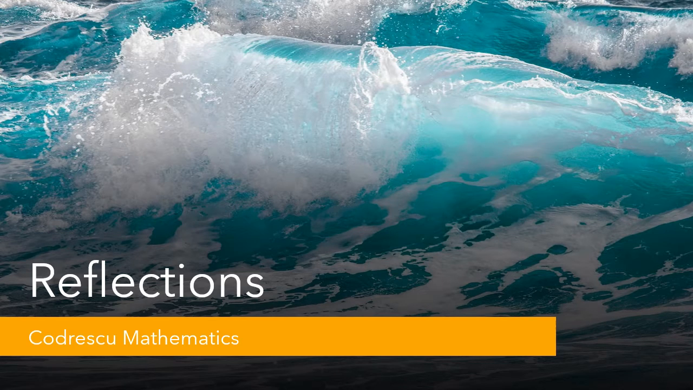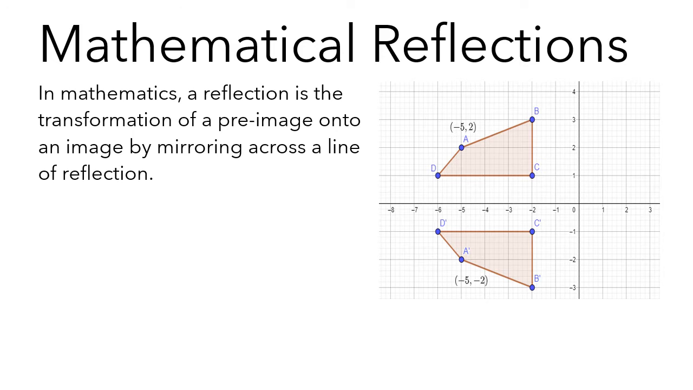Let's get started. So in mathematics, a reflection is the transformation of a pre-image, which is the before, onto an image, which is after, by mirroring across a line of reflection. So you can see in this example here would be your pre-image, and then afterwards reflected down here onto your image.